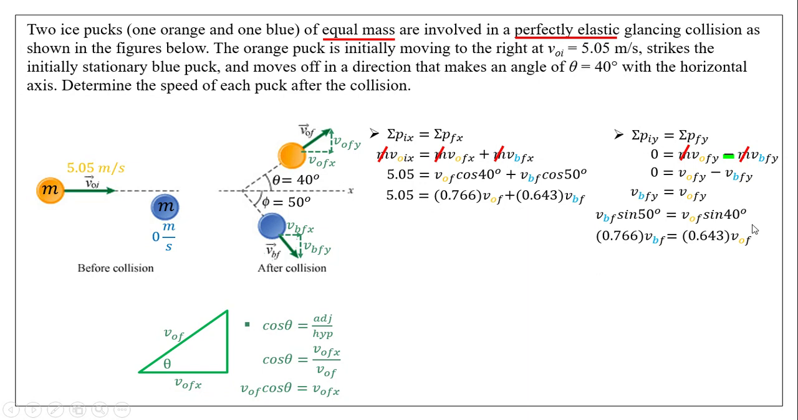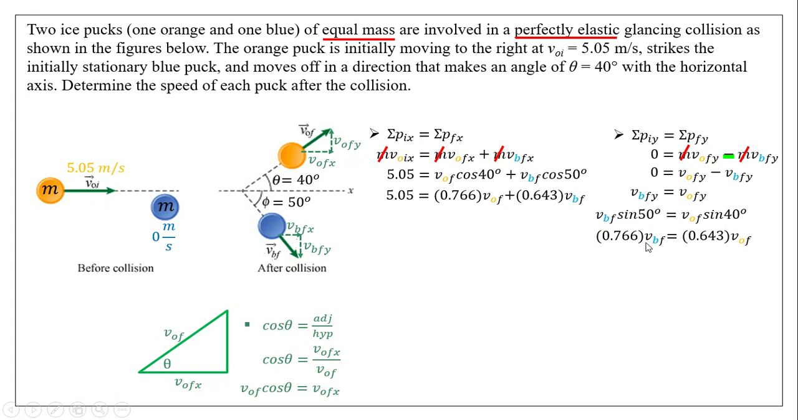All right, so we have two of the same unknowns. We have VBF here, VOF. Likewise with the x direction, we have a VOF and a VBF. At this junction, you can solve for whichever you want. You can solve for VBF first or VOF first. It doesn't really matter, it'll work out. So here, I'm just going to go ahead and simplify once again.